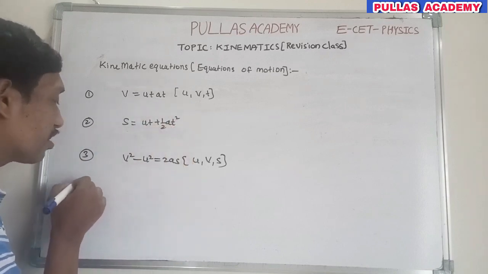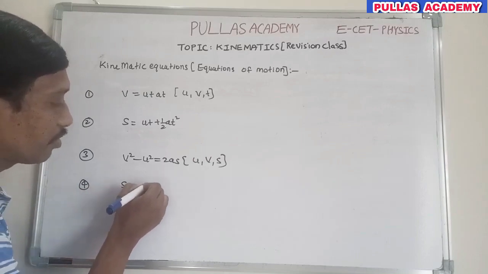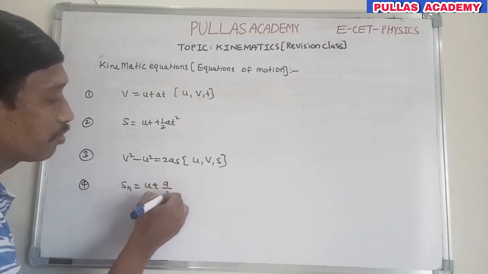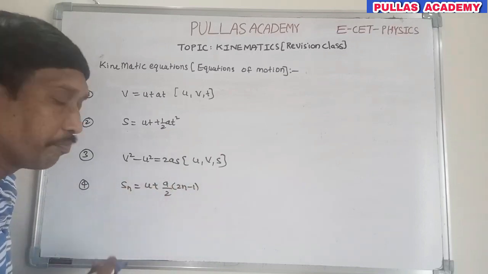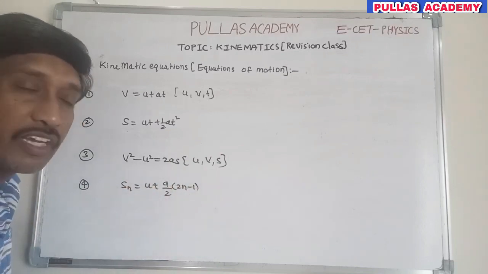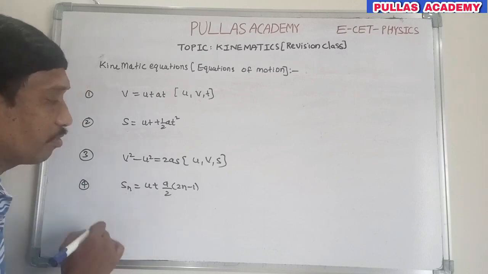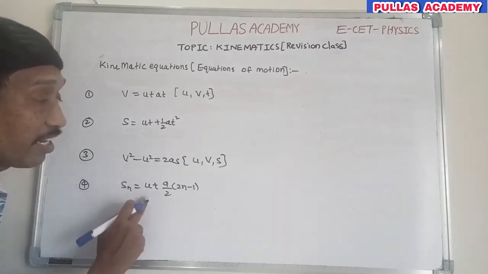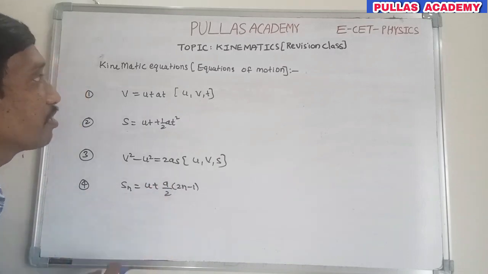If asking displacement in the nth second, the formula is Sn = u + (a/2)(2n − 1). What does this equation stand for? Displacement of a body in the nth second. So this is called Sn. In the nth second, which means at a particular time, if asking displacement, use this equation.